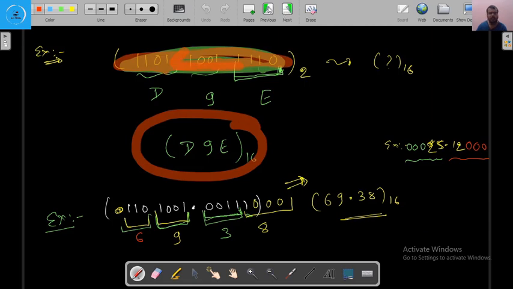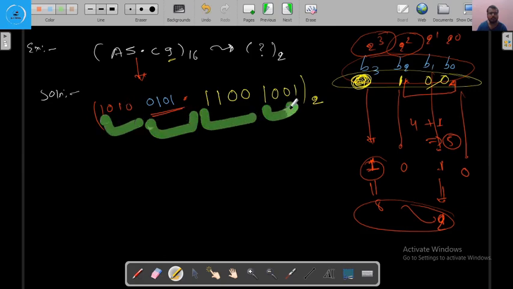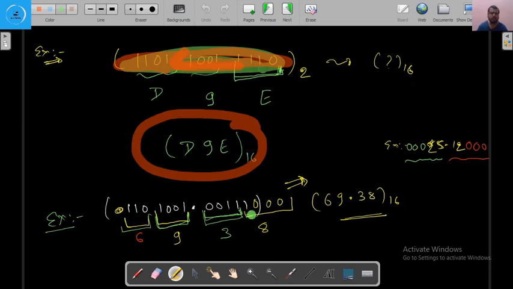And from hexadecimal to binary, again we are not doing anything, we are just writing the binary equivalent of each hexadecimal digit. And from binary to hexadecimal we are just grouping the binary number into groups of 4.